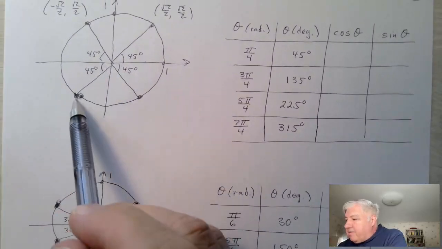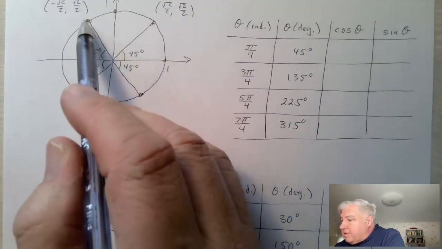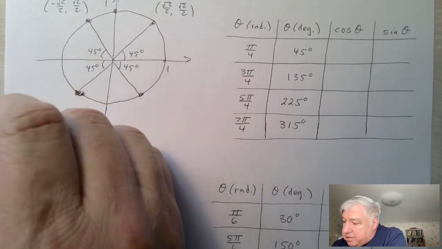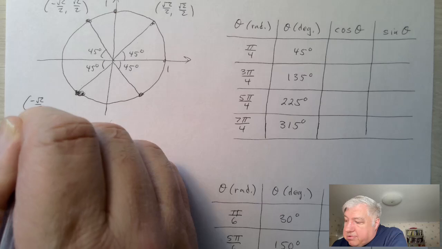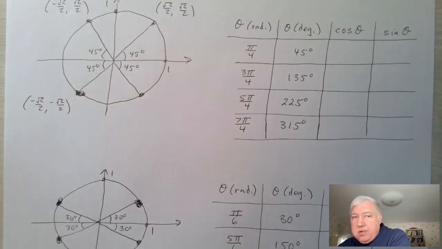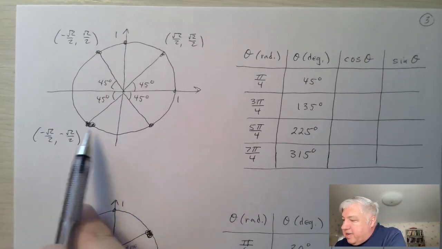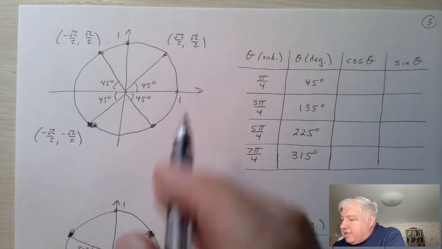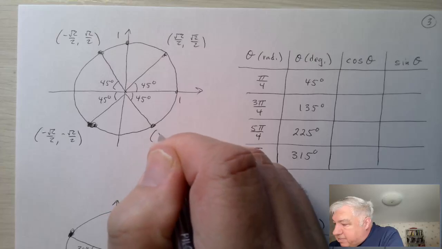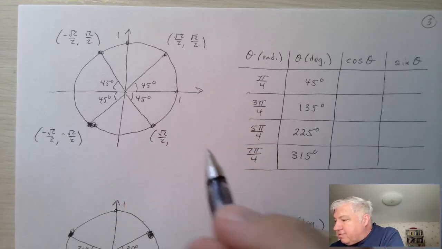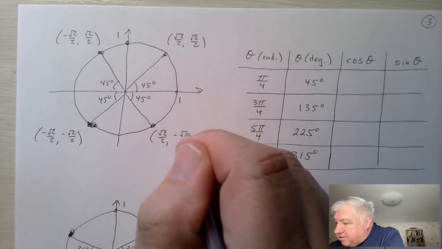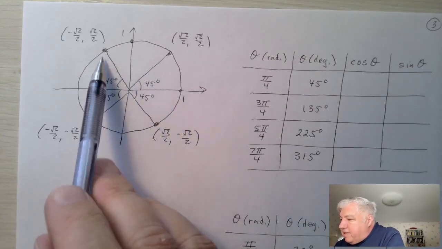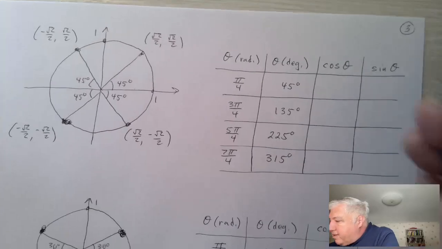Okay. And what about the point down here? These two points have the same x-coordinate but opposite y-coordinates. So this will be minus square root 2 over 2, minus square root 2 over 2. And these two points have the same y-coordinate but the opposite x-coordinate. So here the x-coordinate is positive square root 2 over 2, and the y-coordinate is still minus square root 2 over 2.